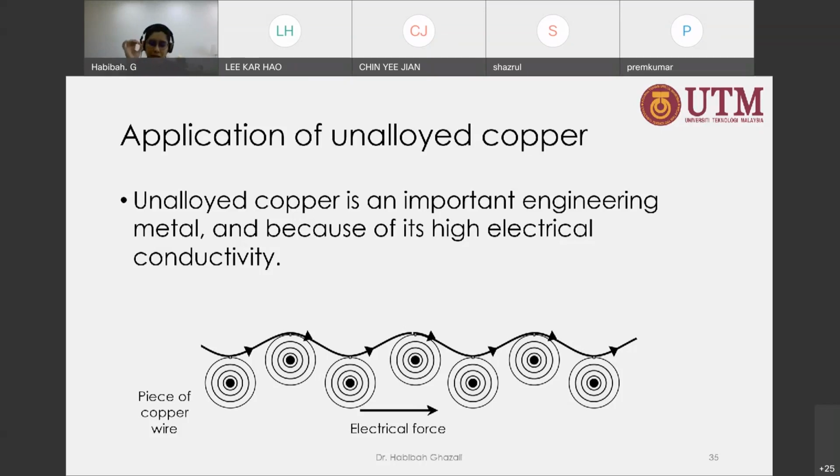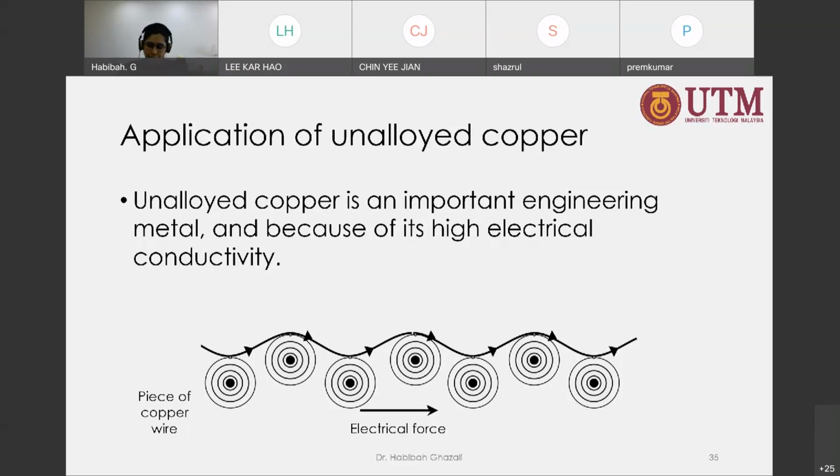But because of this one valence electron, as we know, the energy needed for us to free this valence electron from the shell depends on the number of electrons there. The lower the number of electrons in the outer shell, the easier it is for it to be freed.